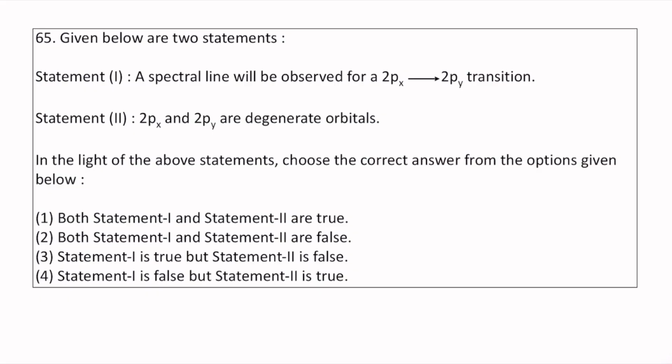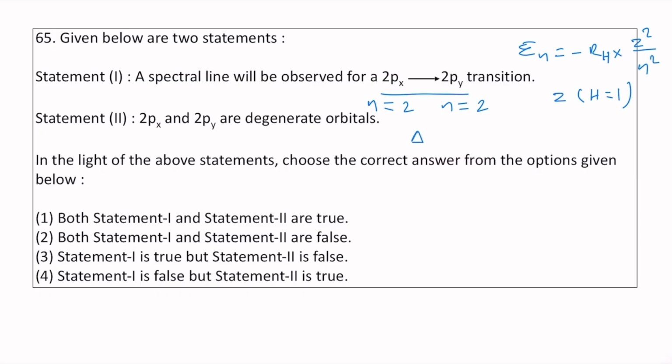A spectral line will be observed for a 2px to 2py transition. Think about it in terms of quantum numbers. Here the principal quantum number value will be equal to 2 and here also it will be equal to 2. Think about hydrogen emission spectrum. The energy in that case is equal to minus Rydberg constant times Z square divided by n square. Z is the value of the atomic number. For hydrogen atom it is equal to 1 and n is the value of the stationary state.